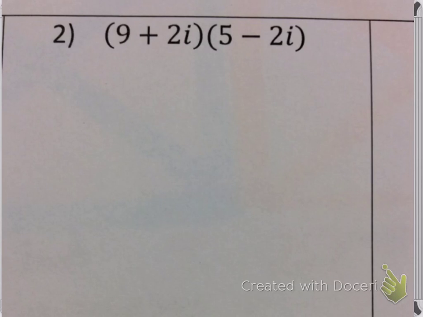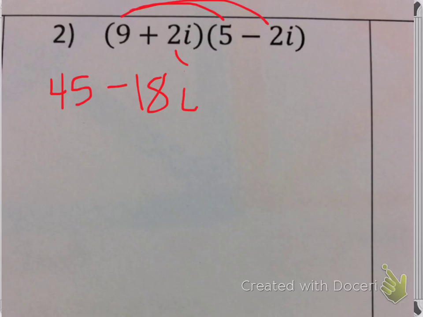On this next problem, this is a FOIL problem. We're going to have to FOIL it out here. So we're going to do 9 times 5, which is 45. 9 times a negative 2i, which is a negative 18i. 2i times 5, which is 10i. And then 2i times a negative 2i, which is a minus 4i squared.